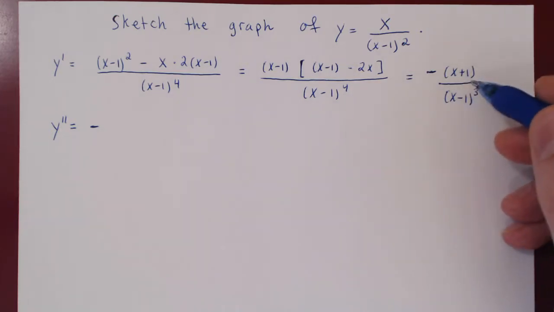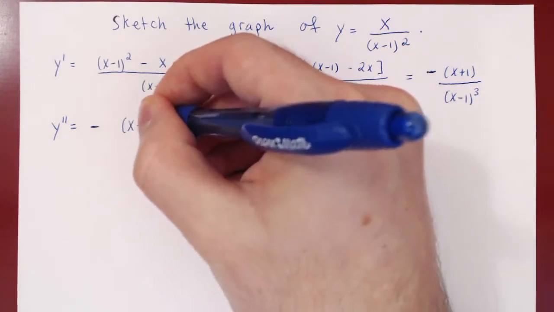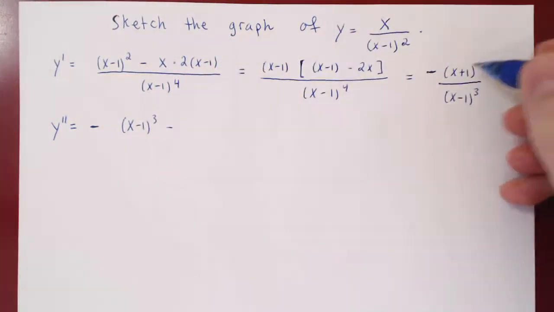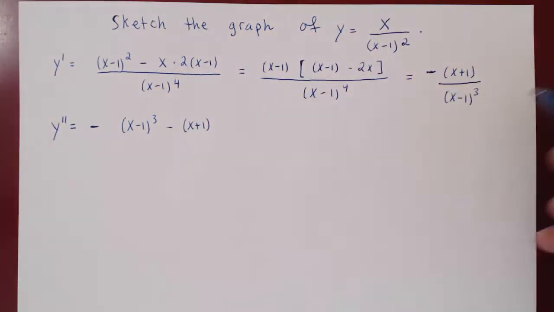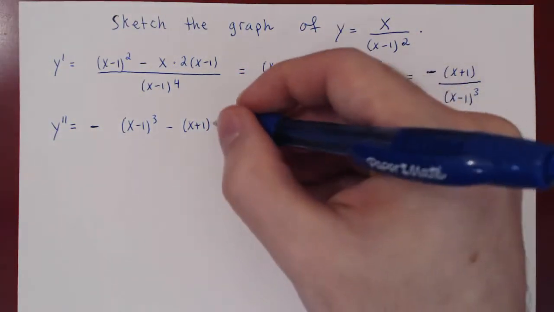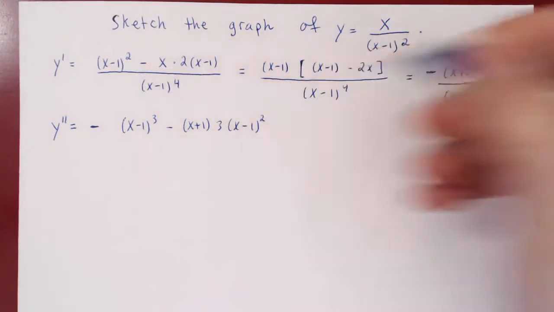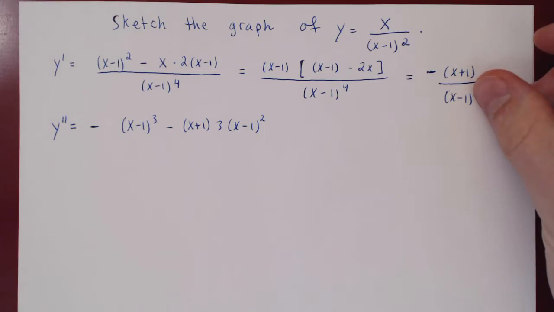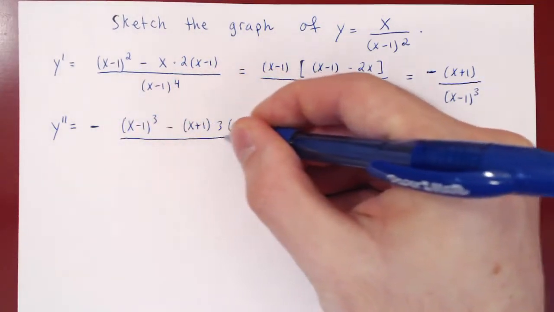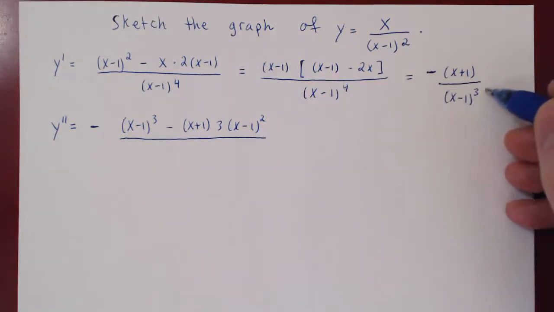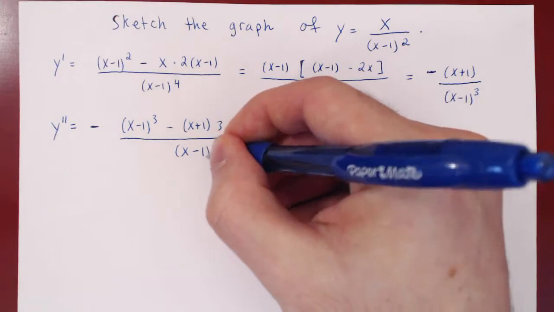So the derivative of x plus 1 is 1 times (x minus 1) cubed, minus (x plus 1) times the derivative of (x minus 1) cubed, by the chain rule 3 times (x minus 1) squared times the derivative of (x minus 1), which is simply 1, over (x minus 1) cubed squared, which will give you (x minus 1) to the power of 6.